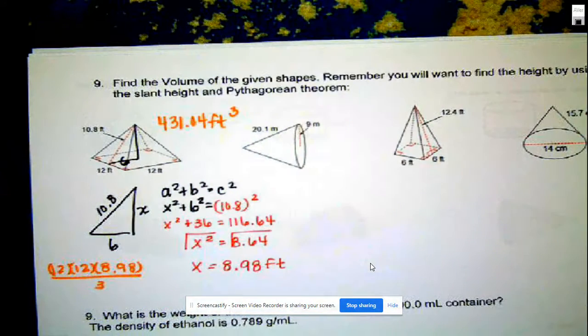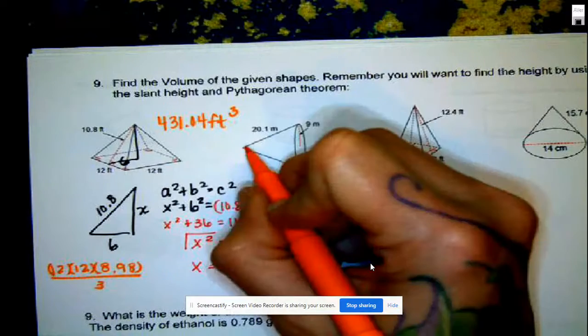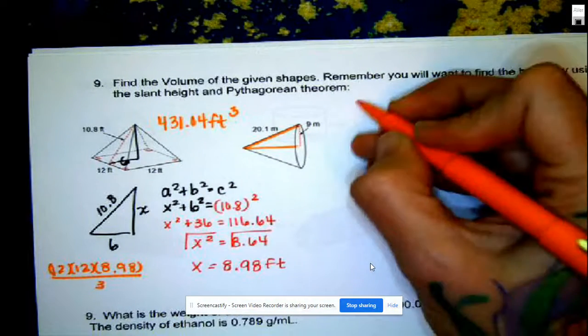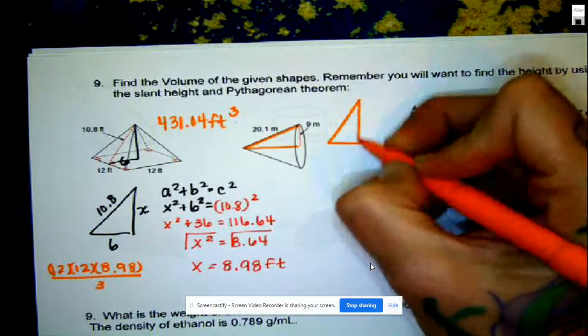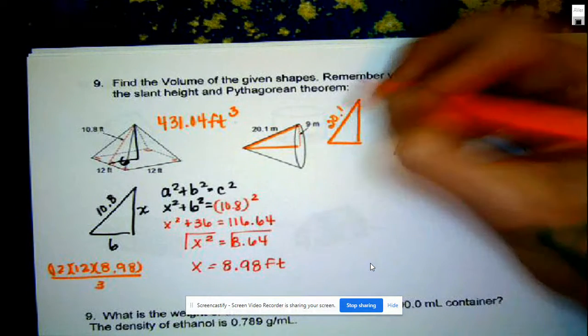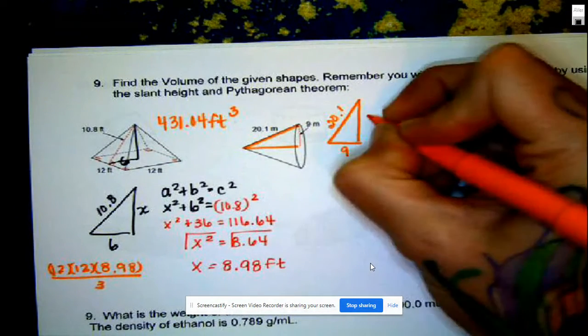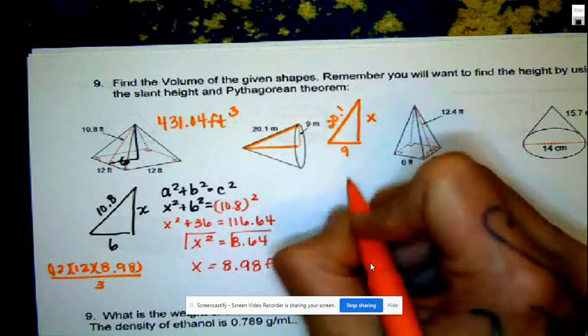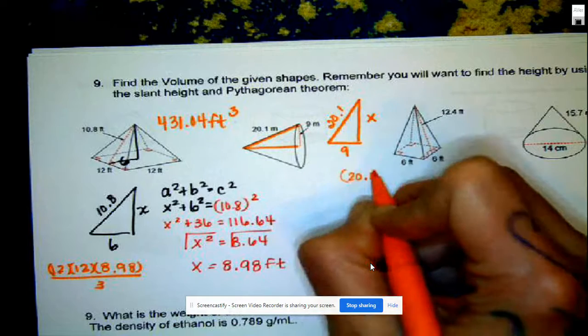All right. So we have a cone. Same thing. This is our slant height, which is going to do us no good. We need our actual height. So we're going to pull out a triangle. Our hypotenuse is 20.1. The base is 9, and we need to know what this is. So a squared plus b squared equals c squared. Again, your c is always your hypotenuse. So he's always going to be by himself.